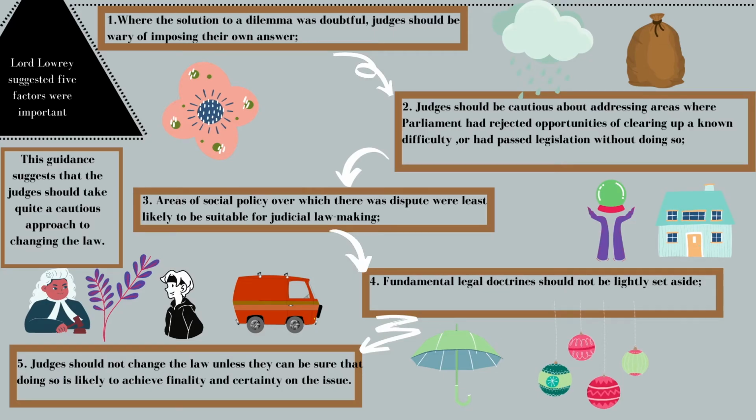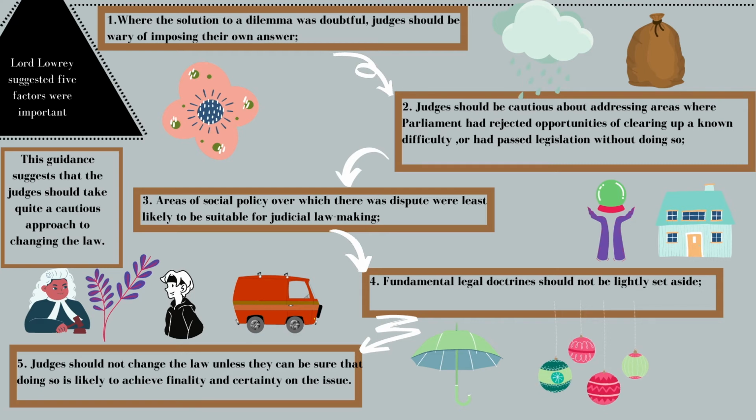Lord Lowry suggested 5 factors were important. So first, where the solution to a dilemma was doubtful, judges should be wary of imposing their own answer. Second, judges should be cautious about addressing areas where Parliament had rejected opportunities of clearing up a known difficulty or had passed legislation without doing so.